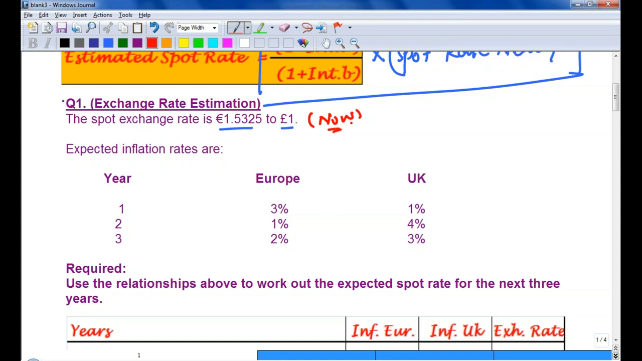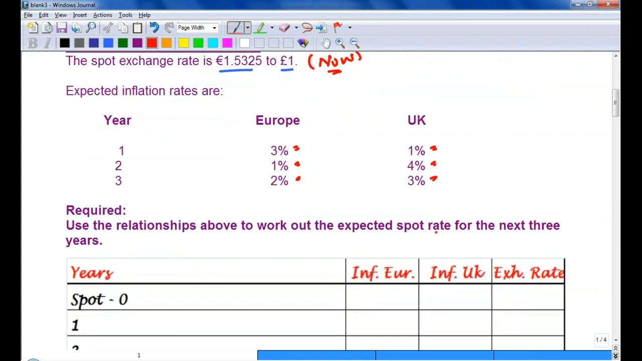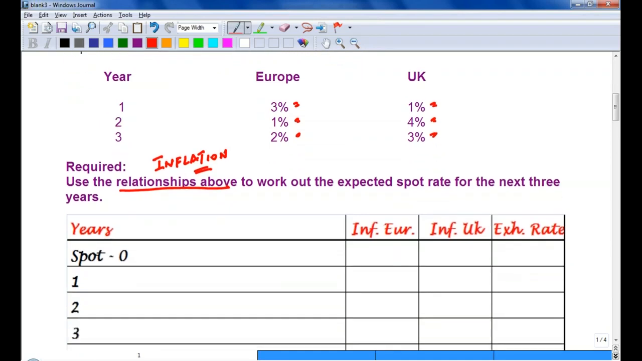Expected inflation rates: year 1, 3% Europe, 1% UK. Second year, 1% Europe, 4% UK. Third year, 2% Europe, 3% UK. Use the relationship above. But what is the relationship above? The relationship is inflation, to work out the expected spot rate for the next 3 years. So candidates, we can work out accordingly.